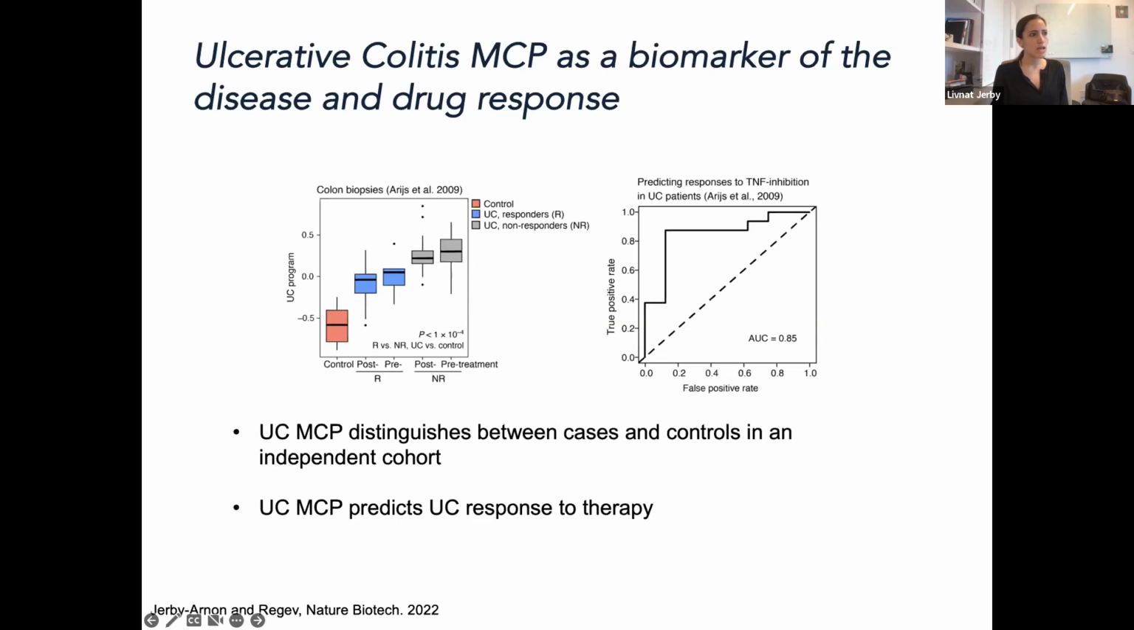And you can see the AUC here, it can also predict, based on pretreatment biopsies, the response to the therapy, which is TNF inhibition. As you can see, there are pre and post samples matched from the same patients. It doesn't seem like this treatment is repressing the program, but perhaps it could be a biomarker for drug development in the future.